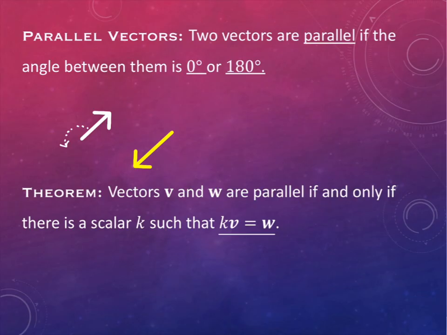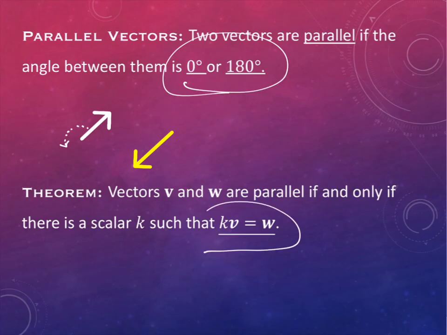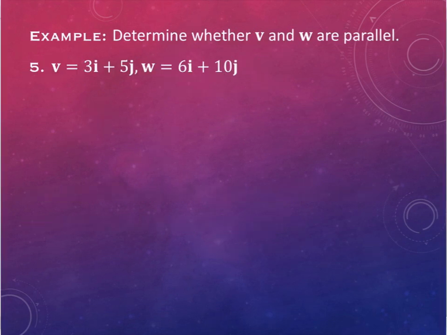So determining if vectors are parallel, you can look at the angle between them, but that's not really the easiest way to do it. It's far easier to look if one is a scalar multiple of the other one. So as we take a look at our next question, that's going to be our approach. It says we're going to determine whether the vectors are parallel.